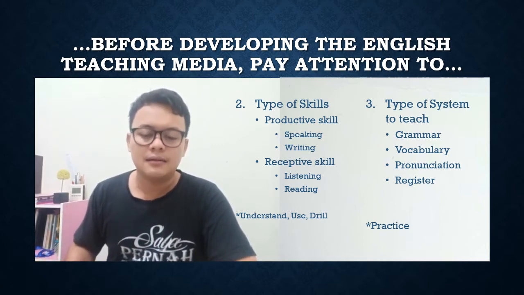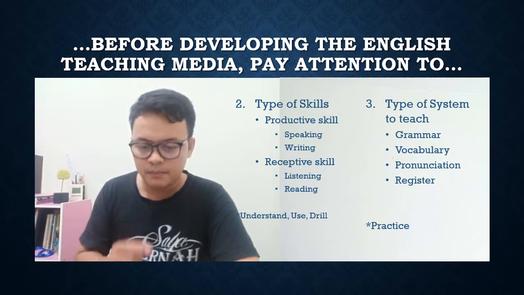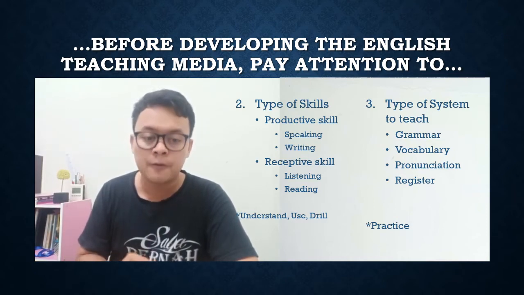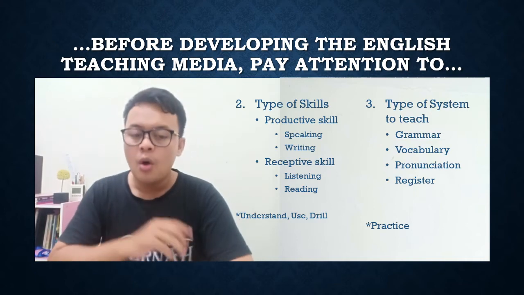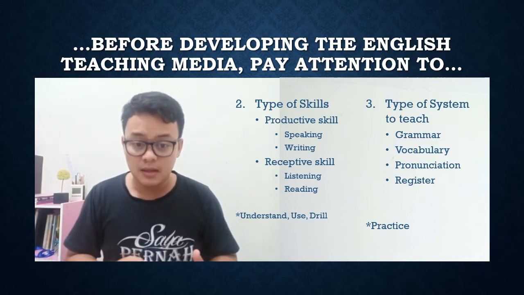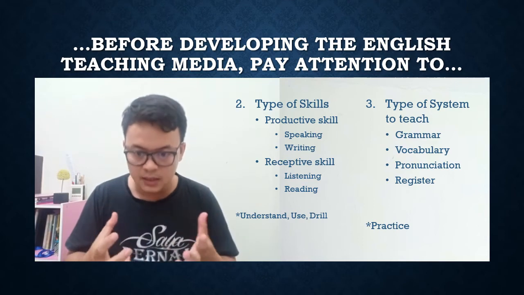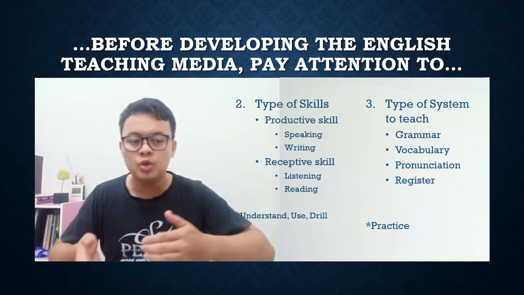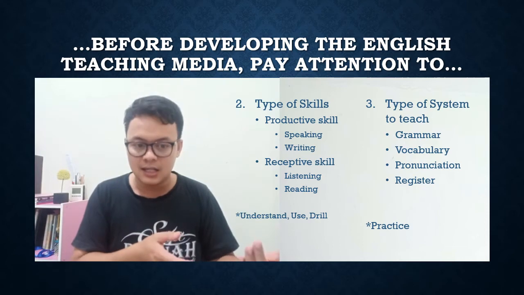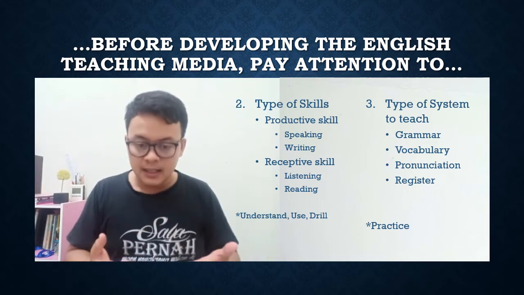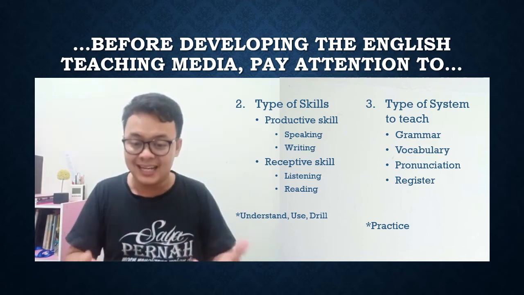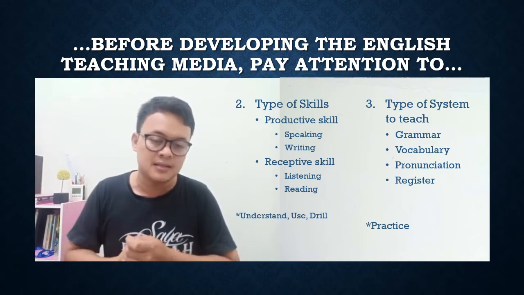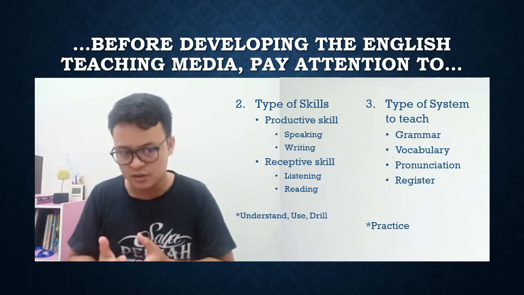In the third point that we need to pay attention to before developing the teaching media, specifically for English teaching media, is the type of system. What we see as a type of system is the information that we use together to be able to have a skill in English. For example, if someone wants to speak, they need to master some things, right? In order to be able to speak in English, they need to master grammar, vocabulary, pronunciation, and register, for example, right?